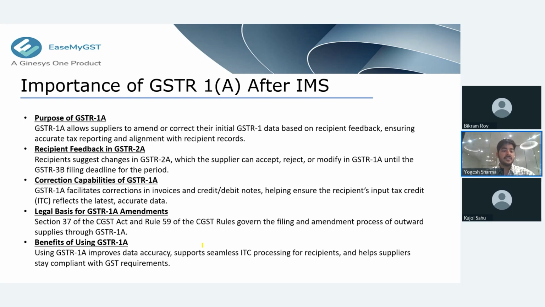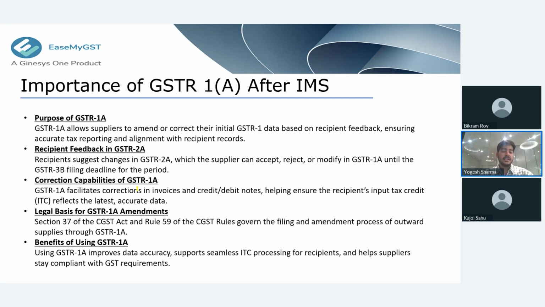Now, the second is recipient feedback in GSTR1A. The recipient provides you feedback on all those invoices that exist in IMS. He can take action of accept, reject, and pending, by which you will get an idea of what is wrong with your rejected invoices. Now you can communicate with your supplier and receiver. Recipient feedback is very important, as he can accept, reject, or modify the invoices available in GSTR1A until the GSTR3B filing deadline for the period.